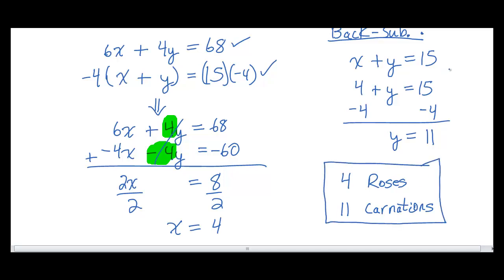And this concludes our study of solving systems of equations by using the addition method.